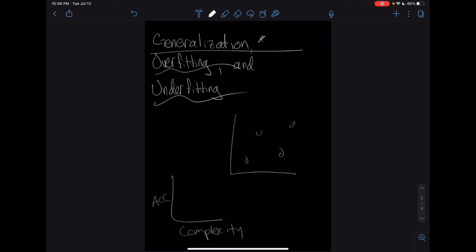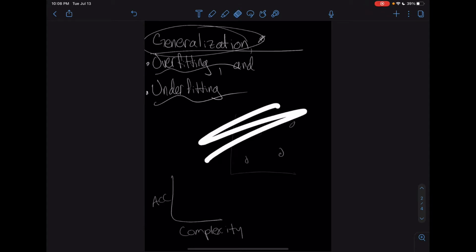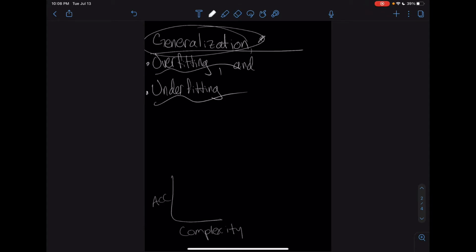Okay? And under that topic of generalization, you have these concepts of overfitting and underfitting. Okay? And I did these little doodle graphics down here to help me memorize what I was going to say. And so the first one, we'll start this one over. So we're going to talk about overfitting and underfitting.